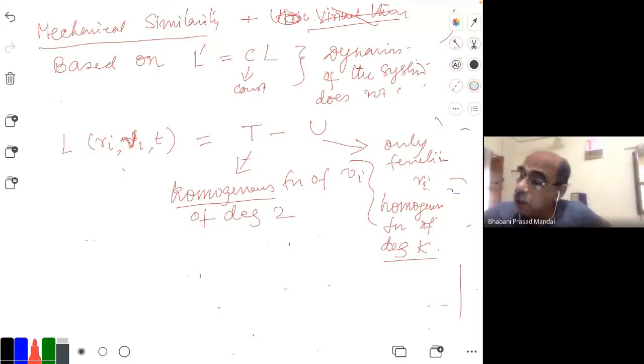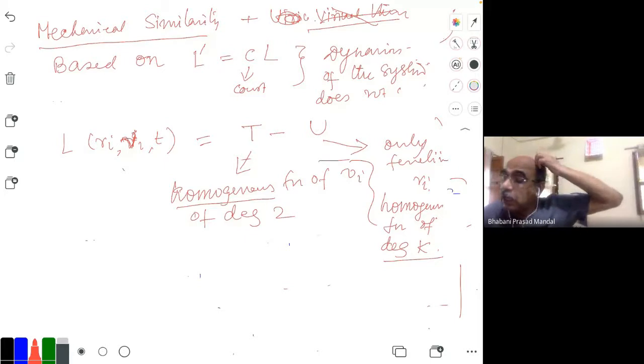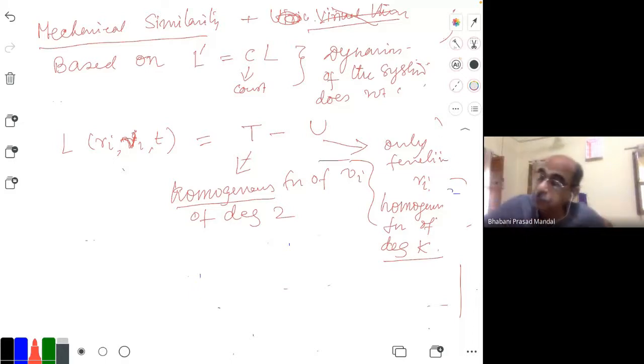So two things I am assuming, and both are very reasonable assumptions. First, the kinetic energy is a homogeneous function of velocity of degree 2, and the potential energy is a homogeneous function of coordinate of degree k. Potential energy does not depend on the velocity.